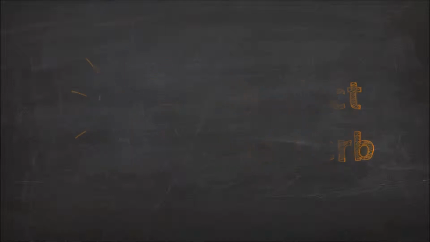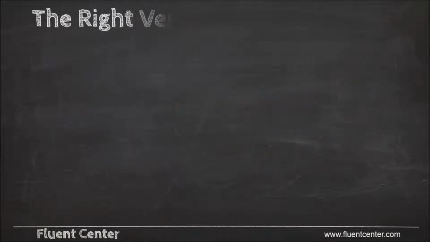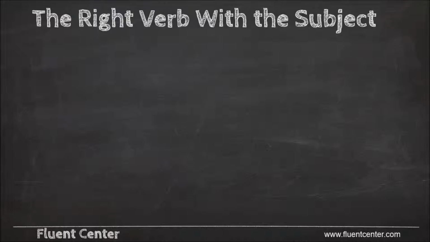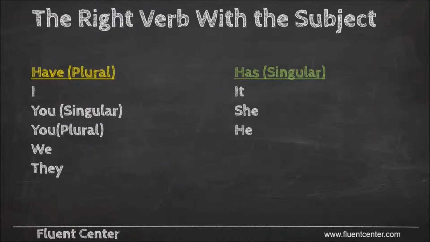Other than the verb to be, there are two main forms of verbs in English. In the first column you can see those which use the verb have: I, you singular, you plural, we and they. In the second column you can see those which use the verb has: it, she and he. Of course, it is only the present tense which has this distinction.